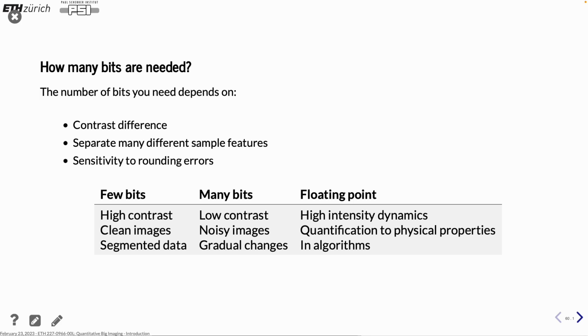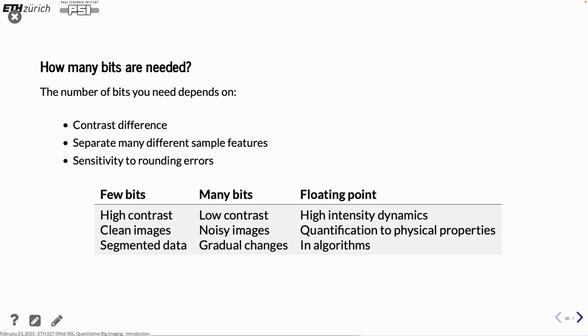And it depends, of course, on what contrast differences you want to look at. And also within each contrast range, how much variation do you want to see? And how many different sample features you want to detect. Then, of course, you have a numerical question, sensitivity to rounding errors, because you're doing a lot of computations here. And when you do that, there can be the problem that you lose information in the rounding.